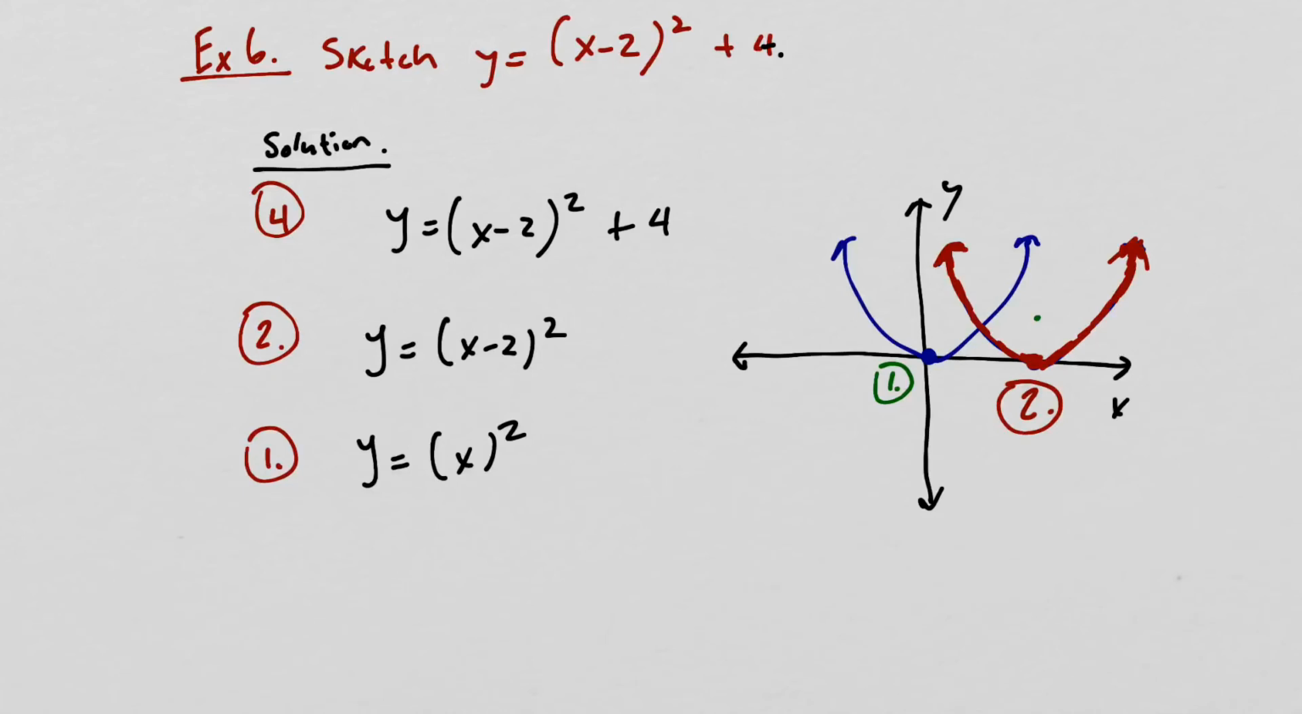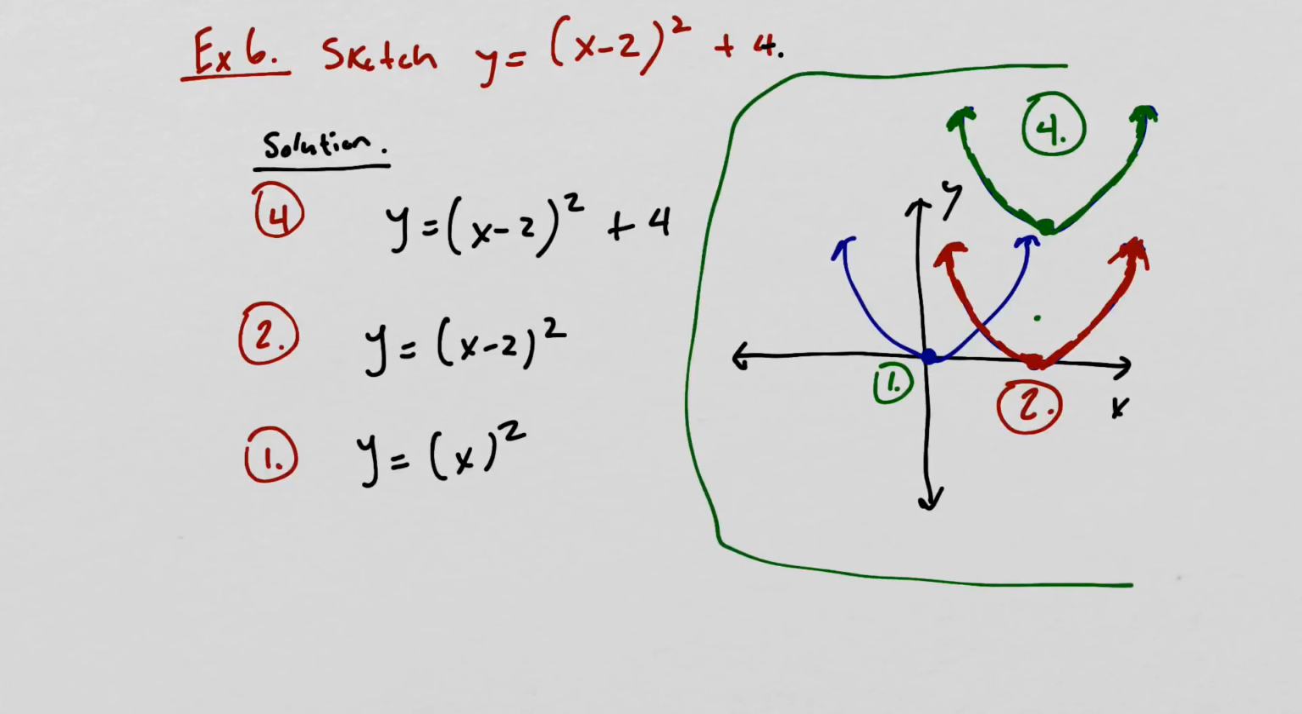And finally, with our next transformation, we're going to shift our graph up by 4 units. So this is going to be our graph, which has been shifted up by 4 units. Let me highlight this in green. This green graph is given by our equation number 4. And so this green graph is what we are looking for as a solution to this problem.